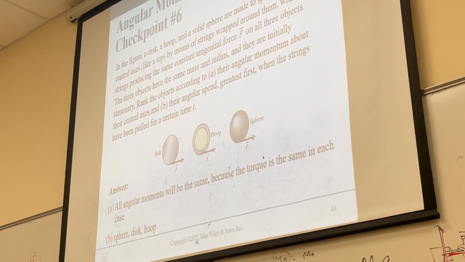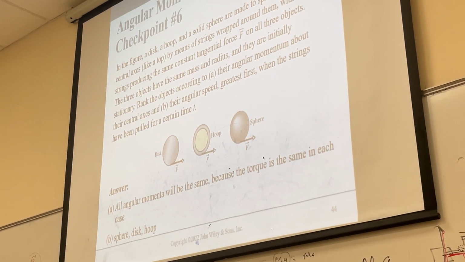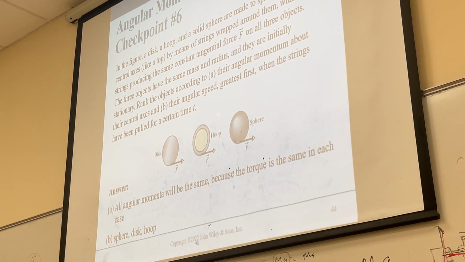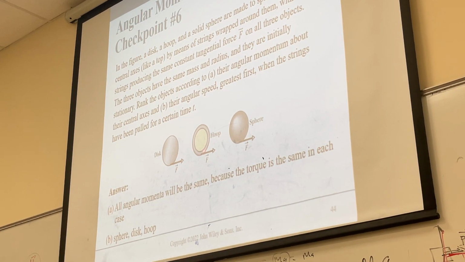So let's look at this question again. This is a disk, a hoop, and a sphere. What's the moment of inertia for the sphere? 2 over 5 m r squared. What's for this disk? m r squared over 2. It will be given, right? And this is m r squared. So which one is larger? This, then this, and this is the smallest.